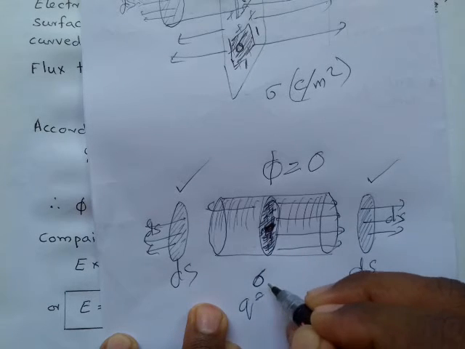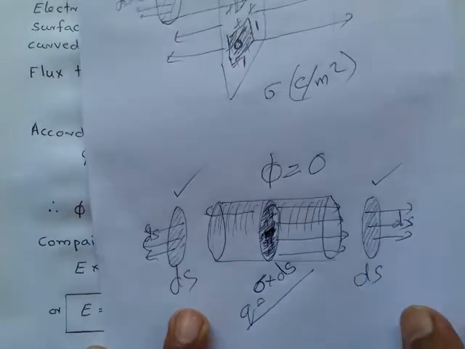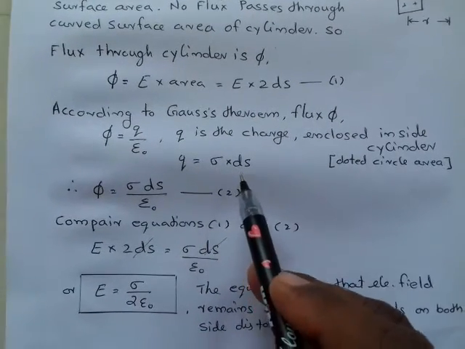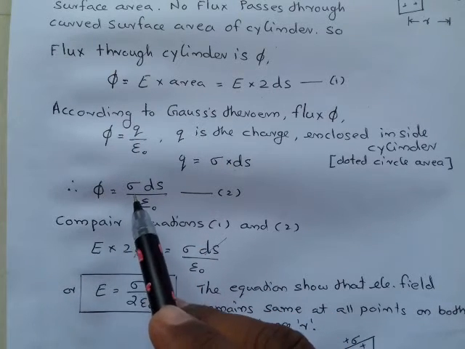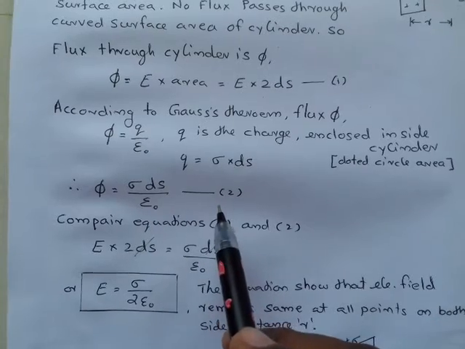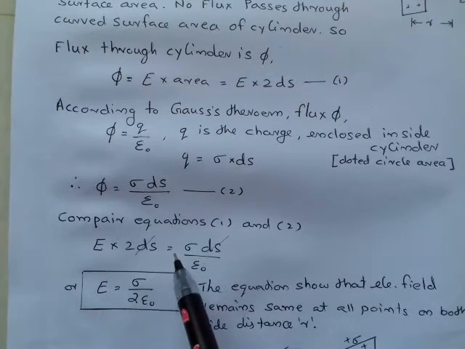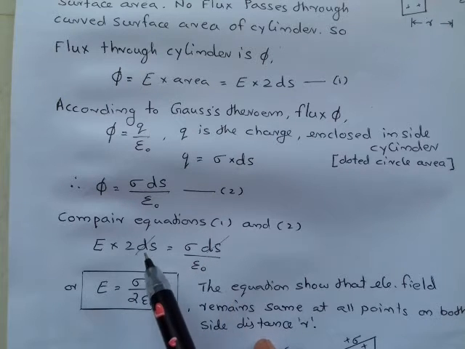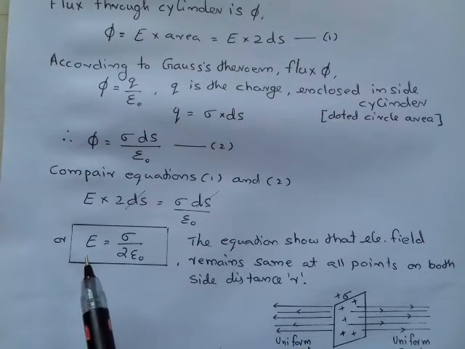So what is the charge? Charge per unit area into the given area. So that is written here. Q equal to sigma into ds. So replacing q with sigma ds, we can write phi equal to sigma ds by epsilon 0, which is equation 2. Now we compare the two equations 1 and 2 with an equal sign. E into 2 ds equal to sigma ds by epsilon 0. We can cancel ds on both sides, and we arrive at the equation for the electric field at the point P as sigma by 2 epsilon 0.